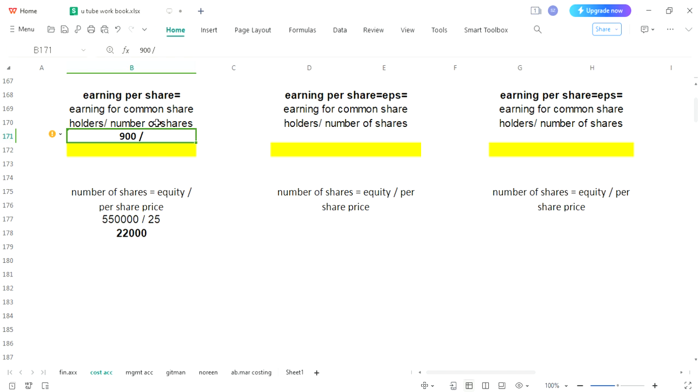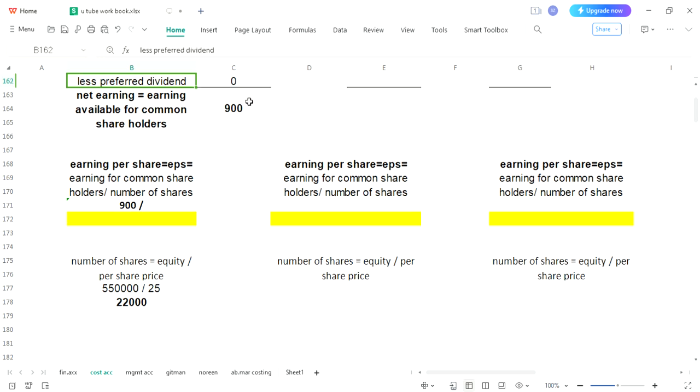This number of shares would be used to calculate EPS. Oh, I didn't mention over here, this is your EPS, for which we need earning for common shareholders. 900 was just recently calculated, earning available for common shareholders. Number of shares we have now calculated, those are 22,000. Statement is completed, and now we are open to put it on our calculator. So we have got our first EPS, and that is 0.04.